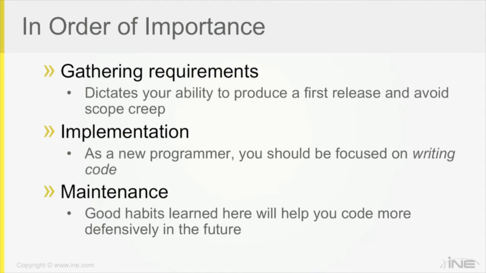Implementation is the second most important because you should be writing code. You should be getting the process down in your mind. You should be learning the language, learning the syntax, learning the semantics, okay? Maintenance is the third most because learning these good habits is critical to help you code better and more defensively in the future.